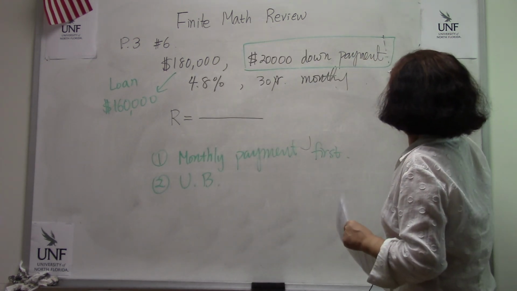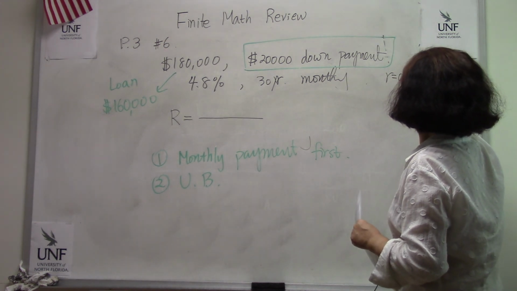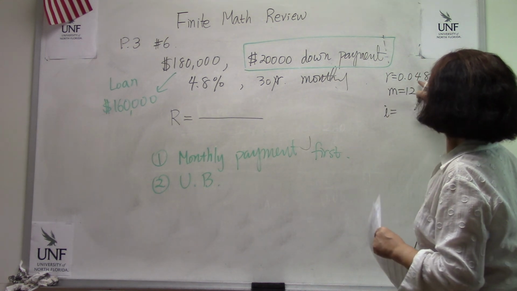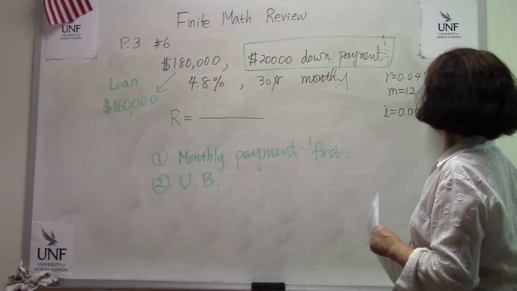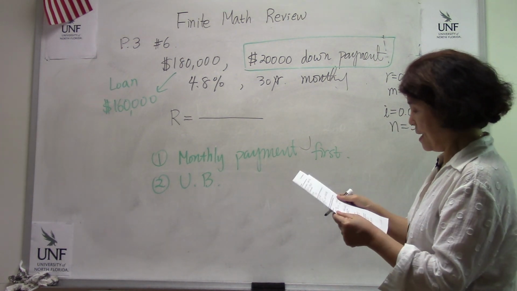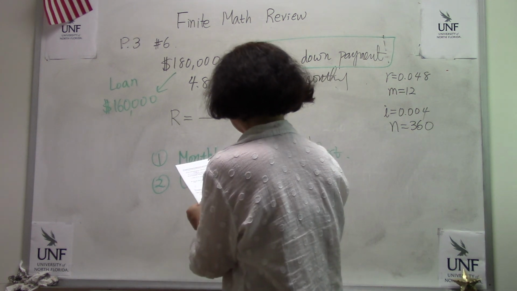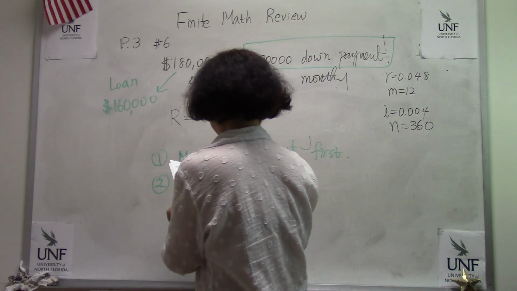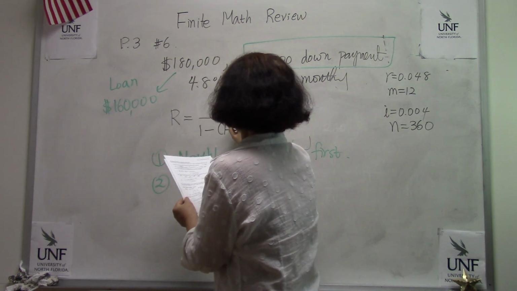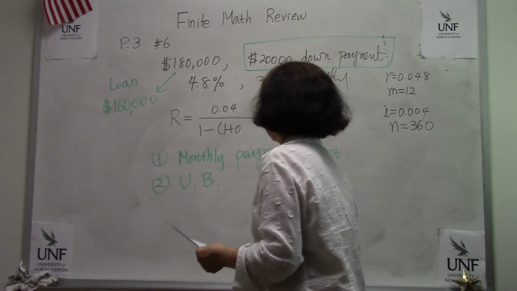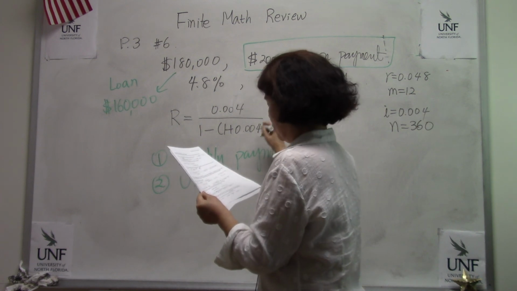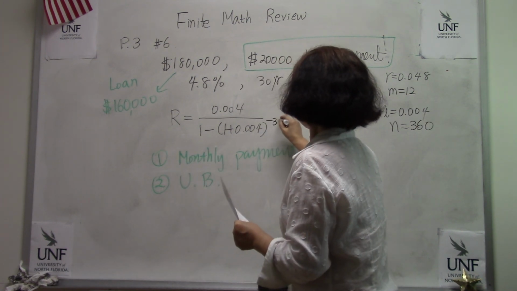So what is it? r is 0.048 and m is 12. So i equals 0.048 divided by 12, that is 0.004. n equals 360. Okay? So here we go. 0.004 over 1 minus 1 plus 0.004 to the negative 360.